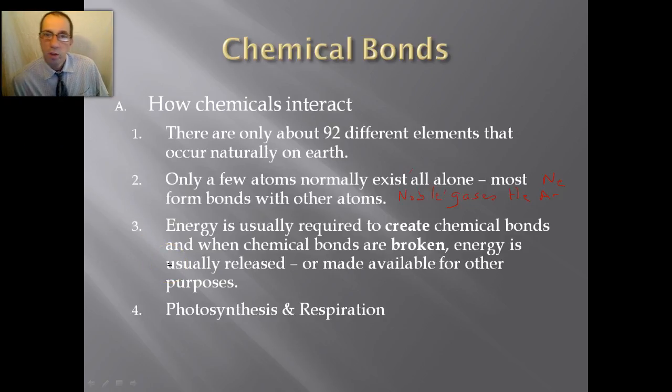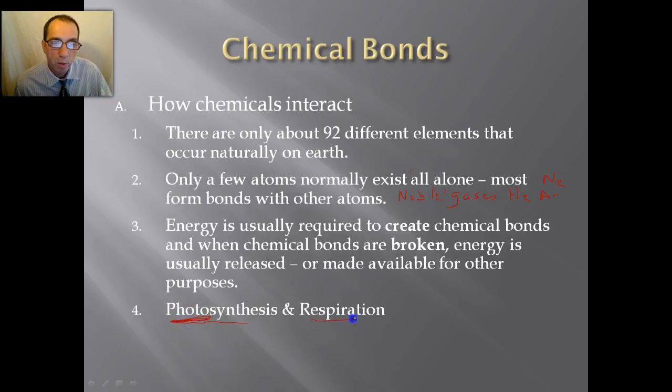Typically, energy is required to create chemical bonds, and when chemical bonds are broken, energy is released or made available for other purposes. And the two most important of those types of reactions for us in biology are photosynthesis and respiration. In photosynthesis, we're going to make some chemical bonds, or I shouldn't say we, plants. Plants are going to make chemical bonds, and they're going to need energy for that, and that energy they will get from the light. And photo is the Greek word for light.